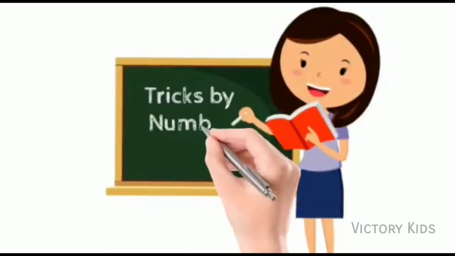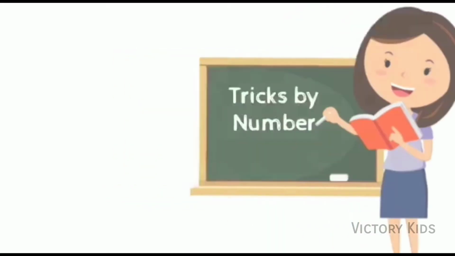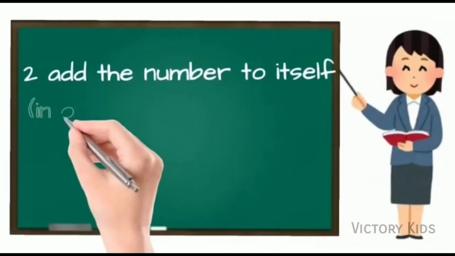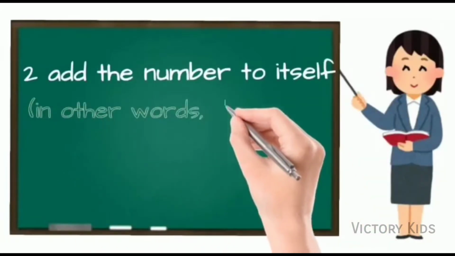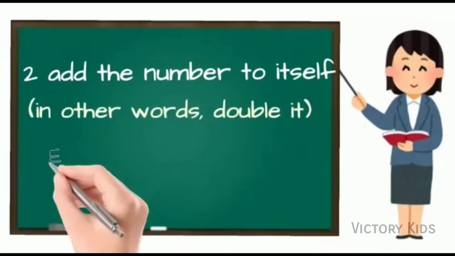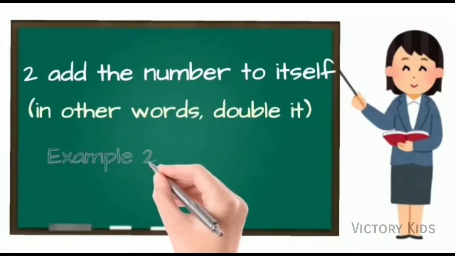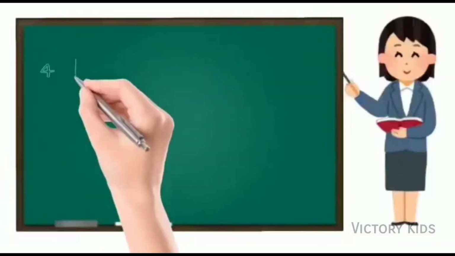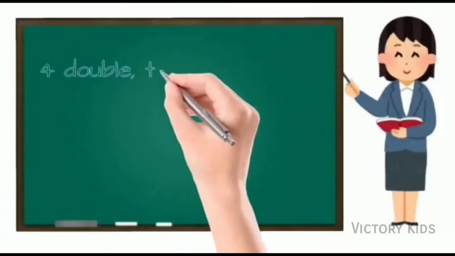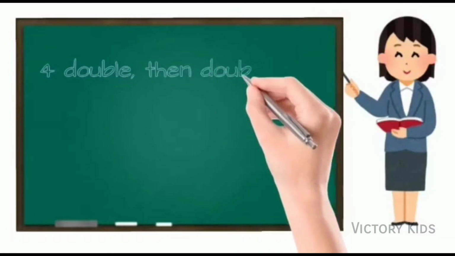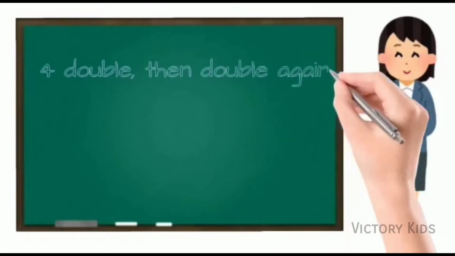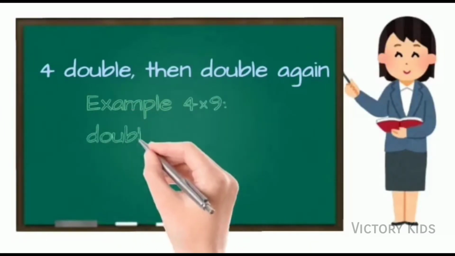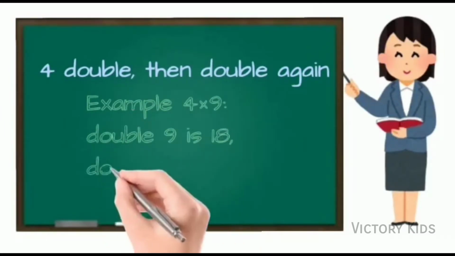I will teach you tricks by number. 2: add the number to itself. In other words, double it. Example, 2 times 9 equals 9 plus 9 equals 18. 4: double, then double again. Example, 4 times 9, double 9 is 18, double 18 is 36.